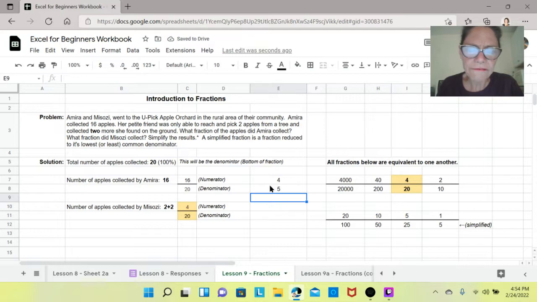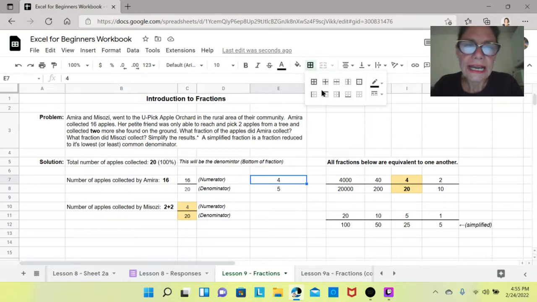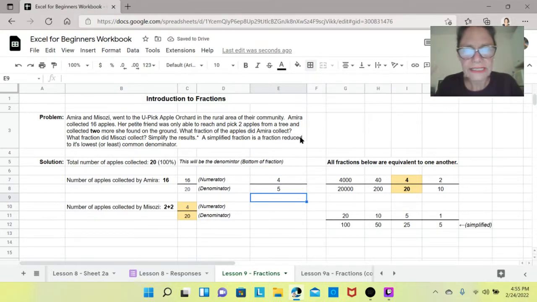Well, you can't half it. Does 4 go into 5? No. So you know that that's the simplified result for Amira. You'd put a line there like that. So that's the way I used to do it, because I just couldn't keep the math straight. And then over here, it's not over here.